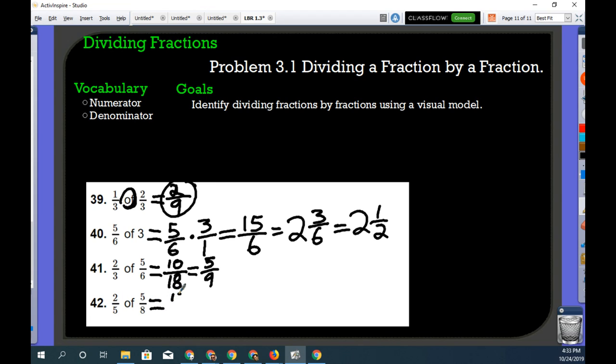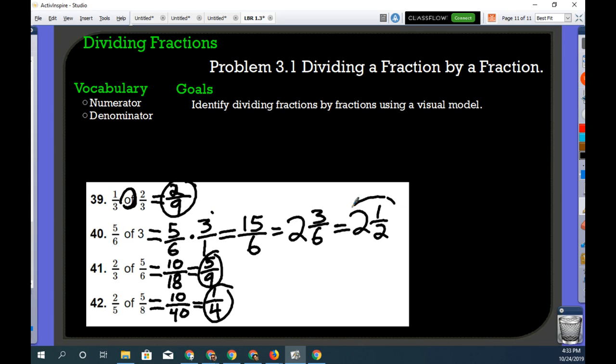2 times 5 is 10. 5 times 8 is 40. 10 is a common factor of both 10 and 40. So we're going to reduce by 10. That gives us 1/4.